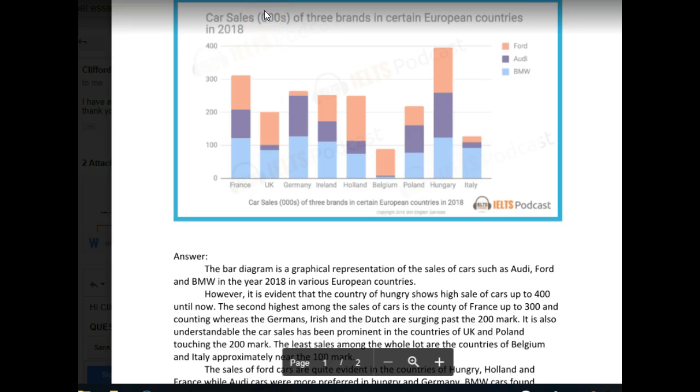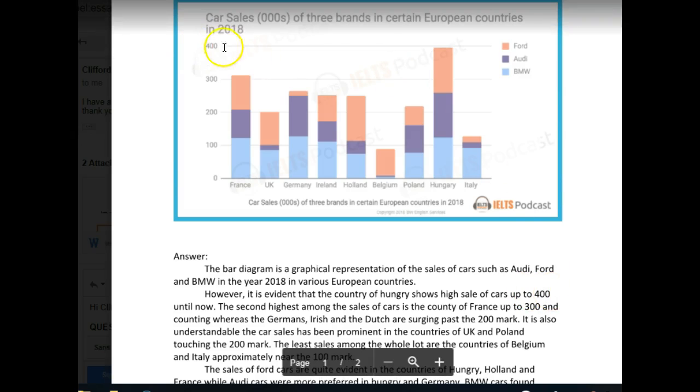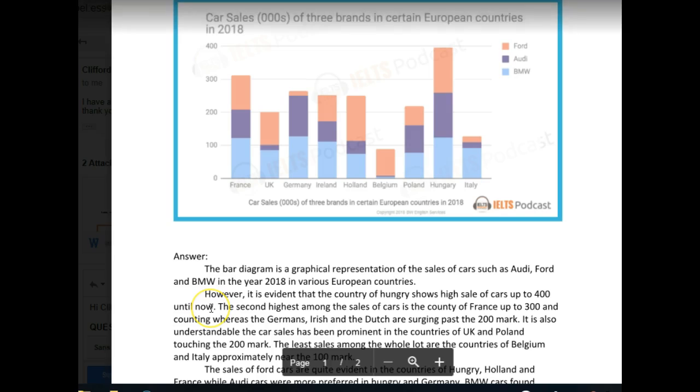Don't forget, it's in the thousands. This is super important because if you just refer to it as 400, you're giving a very inaccurate representation. Because yes, I realize that it says 400 here, but it says very clearly that 400 actually represents 400,000. So you must mention it. Okay? So reaching 400,000, I wouldn't have said until now. I would have said in 2018 because that's the information we have from the chart.